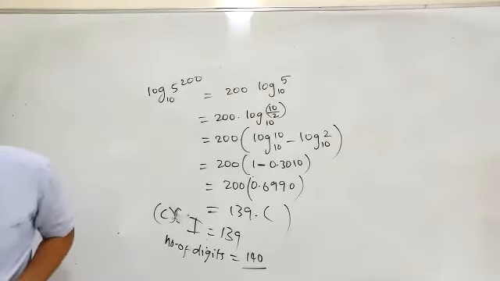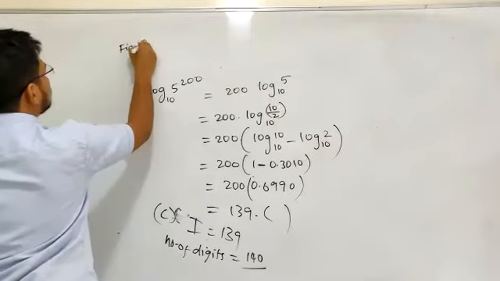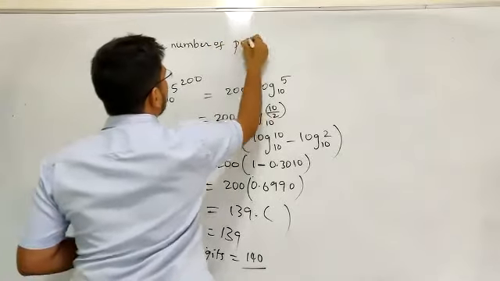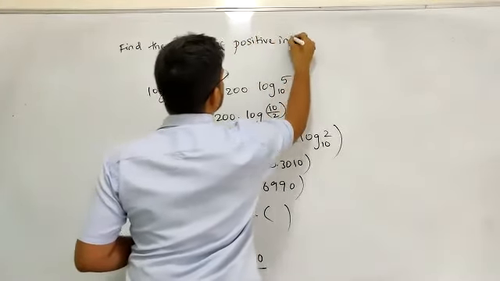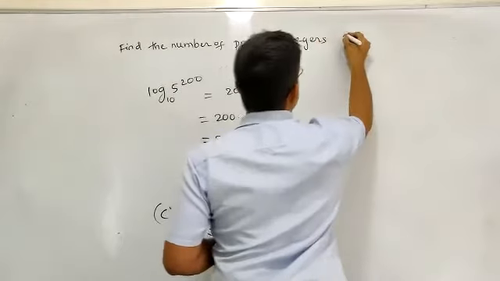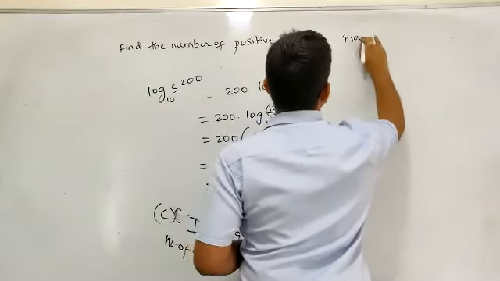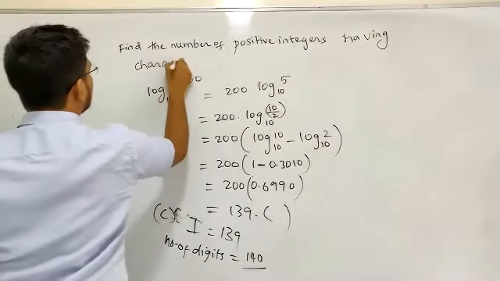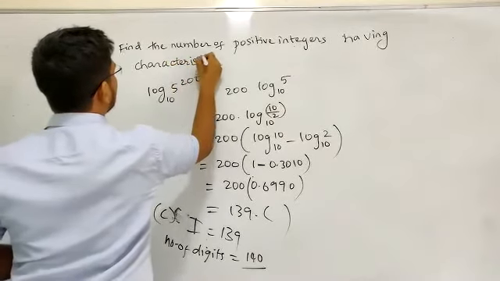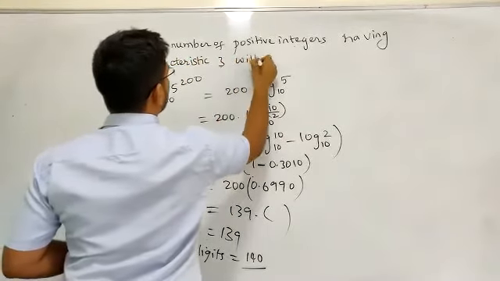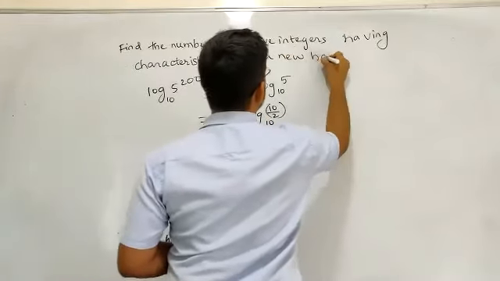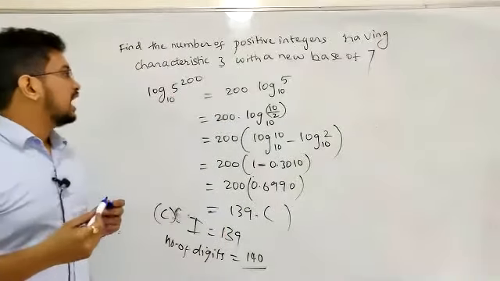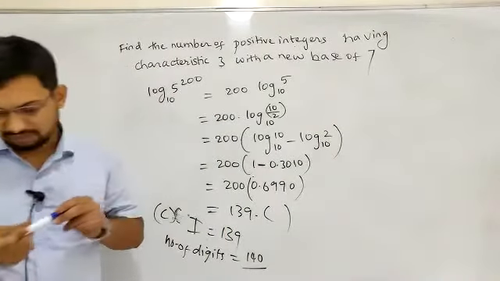Next, one different model of question. Find the number of positive integers having characteristic 3 with a new base of 7.